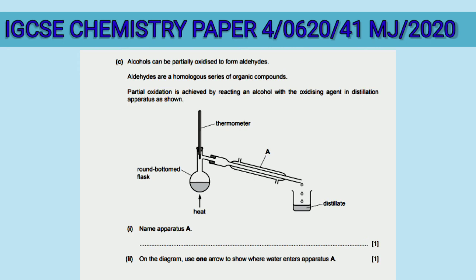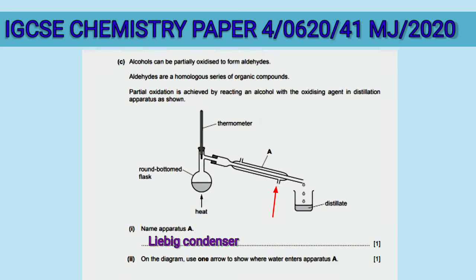Partial oxidation is achieved by reacting an alcohol with an oxidizing agent in a distillation apparatus as shown. Question C1. Name the apparatus A. And the answer is apparatus A is Liebig condenser. Question C2. On the diagram, use one arrow to show where the water enters apparatus A. Water enters apparatus A from the lower end, that is near the beaker where distillate is being formed after condensation.